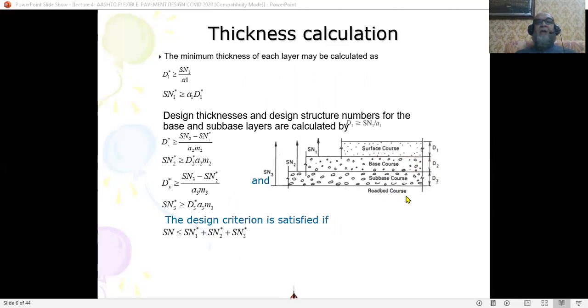Now, what we do, we can calculate the thickness of D1 by using this relation, SN1 asterisk. First we calculate D1 asterisk, and then we will confirm this. I will show you in the example how you do it. For calculating D2, you remember this formula, SN2 asterisk minus SN1 over A2 M2. Again, we check it. And then D3. So the design criteria is satisfied if all these SN we have calculated are greater than or equal to the SN that was required.